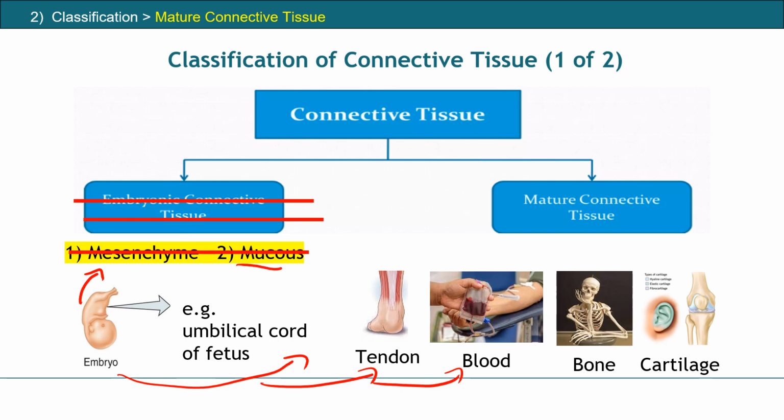And then you also should know that in the umbilical cord of the fetus, you have another type of connective tissue that is creating the support for the umbilical cord. In the next section, I'm going to create a subdivision of many connective tissues. Just to make it simpler, we're going to forget about the embryonic, and I'm going to create a subdivision of only mature connective tissues.